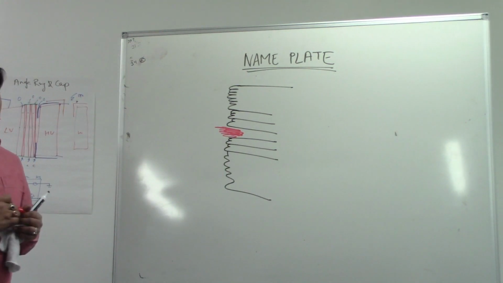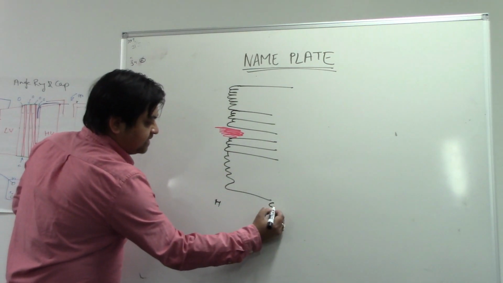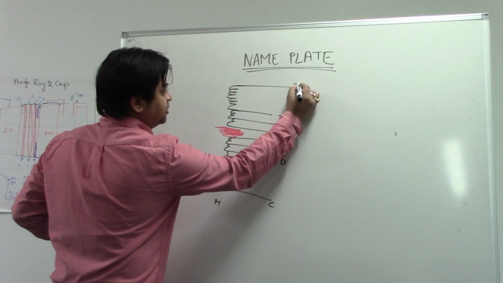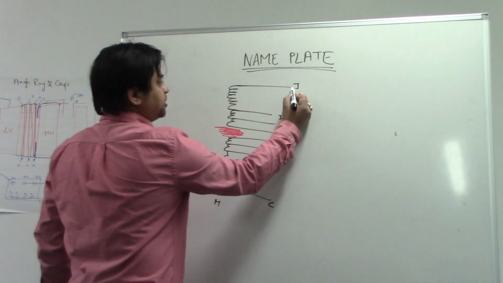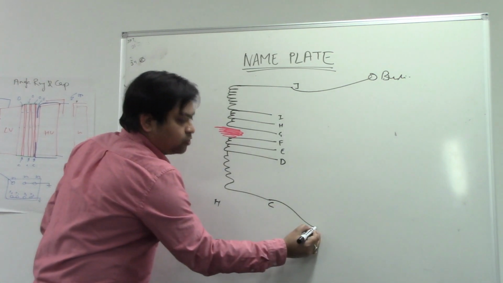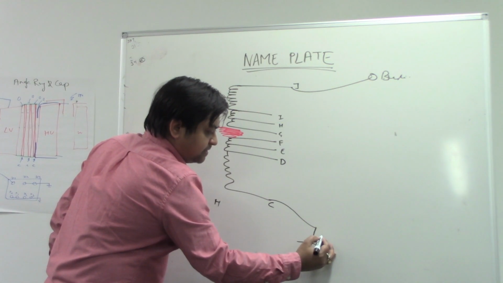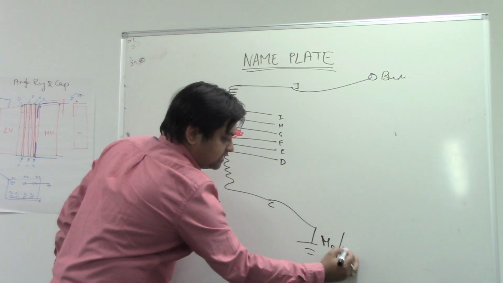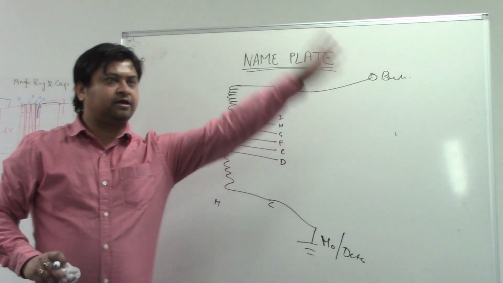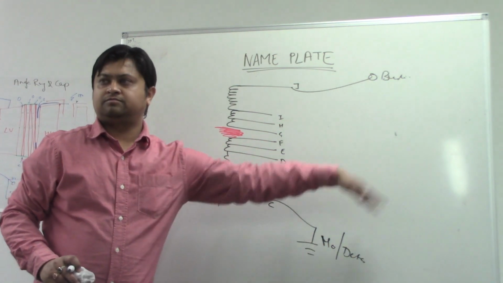You can go and see the high voltage coil. If this is C, this is D, E, F, G, H, I, J. And this portion is going to the bushing. This portion is either going to XO or it is going to make a delta, meaning it will be either HO or delta. Understood? This portion is going to make delta with some other phase, or it can go to HO.